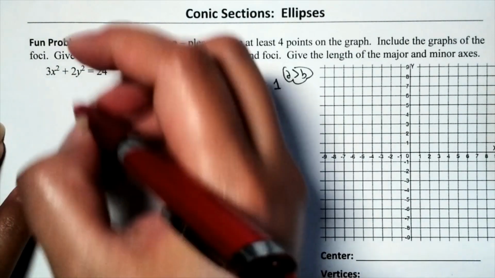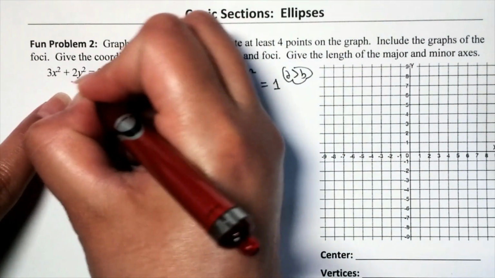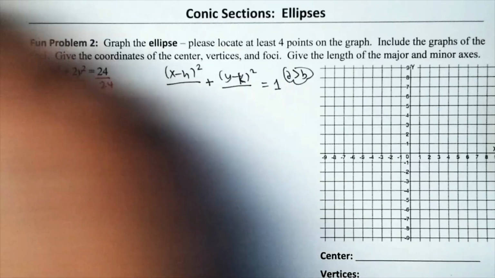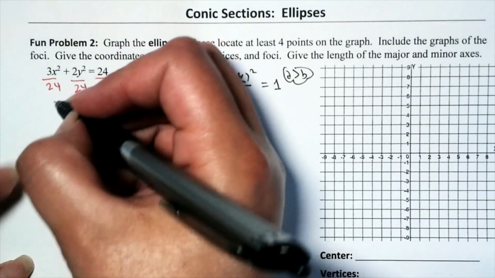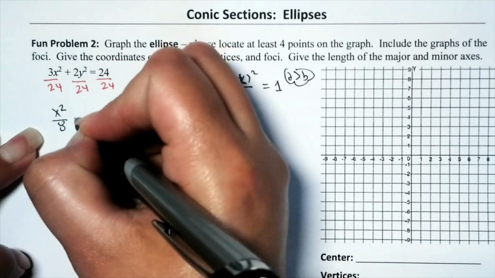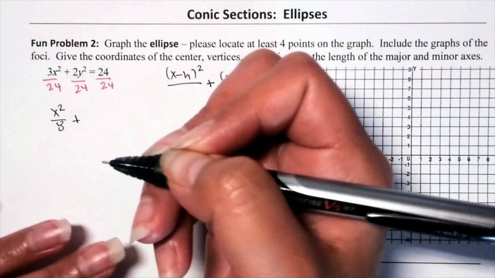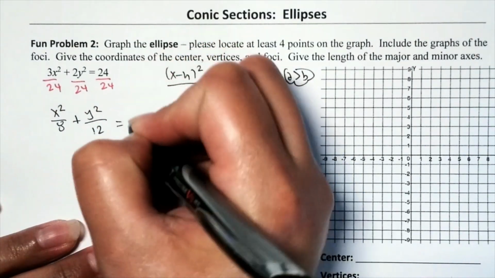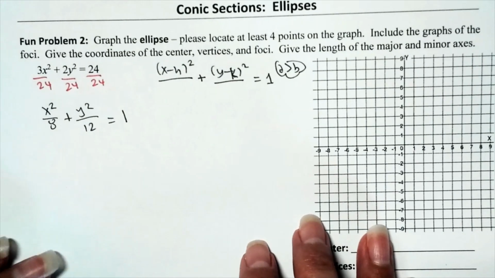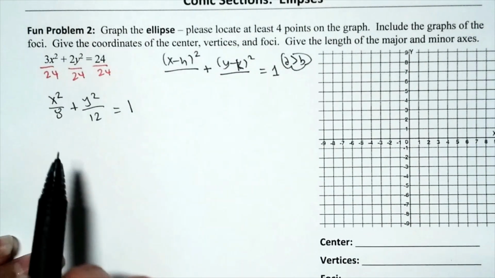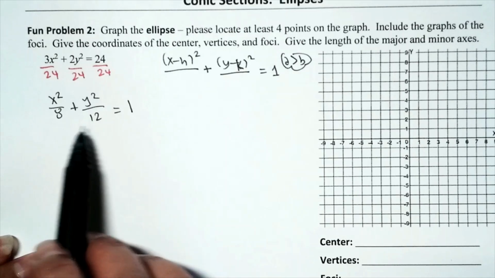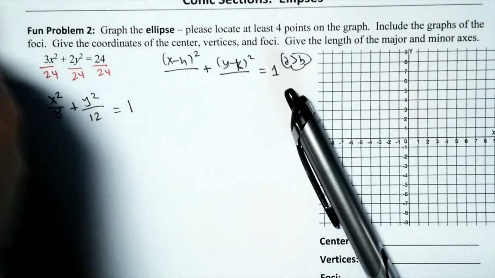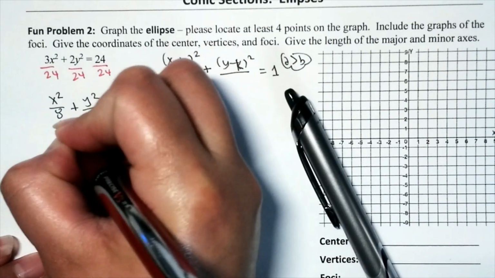So to make the 24 look like a 1, let's divide both sides by 24, and then reduce as needed. The first part of the puzzle will give us x squared over 8, plus the second part of the puzzle, y squared over 12, and that should equal 1. So now the question is, who has the bigger number? Well, I know that you know that 12 is bigger than 8, so the 12 is going to be associated with the a. So this will be our a squared, and that will be our b squared.